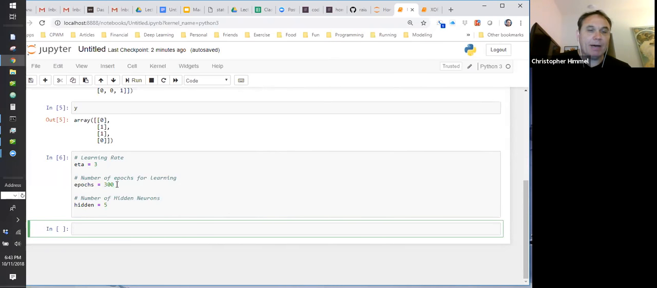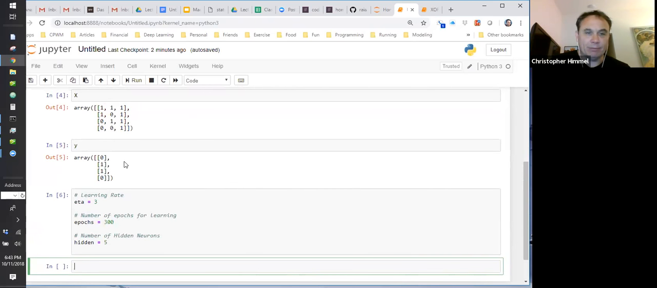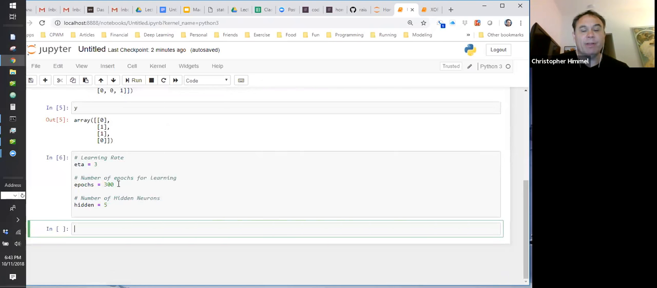But epochs, that is the number of times that we're going to go through our training set, all 4 rows of our training set. We're going to go through them 300 times. That seems to be a good number for this learning rate. You'll see why as we get there. And here I've defined a variable for the number of neurons in our hidden layer.